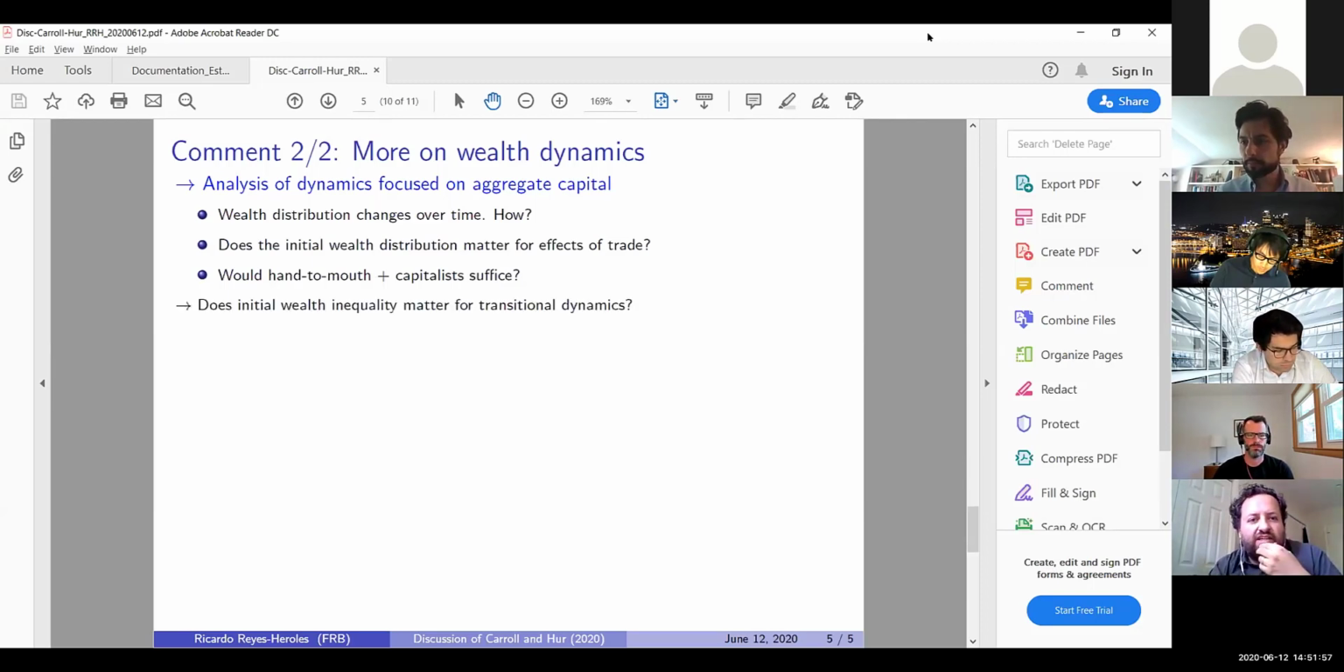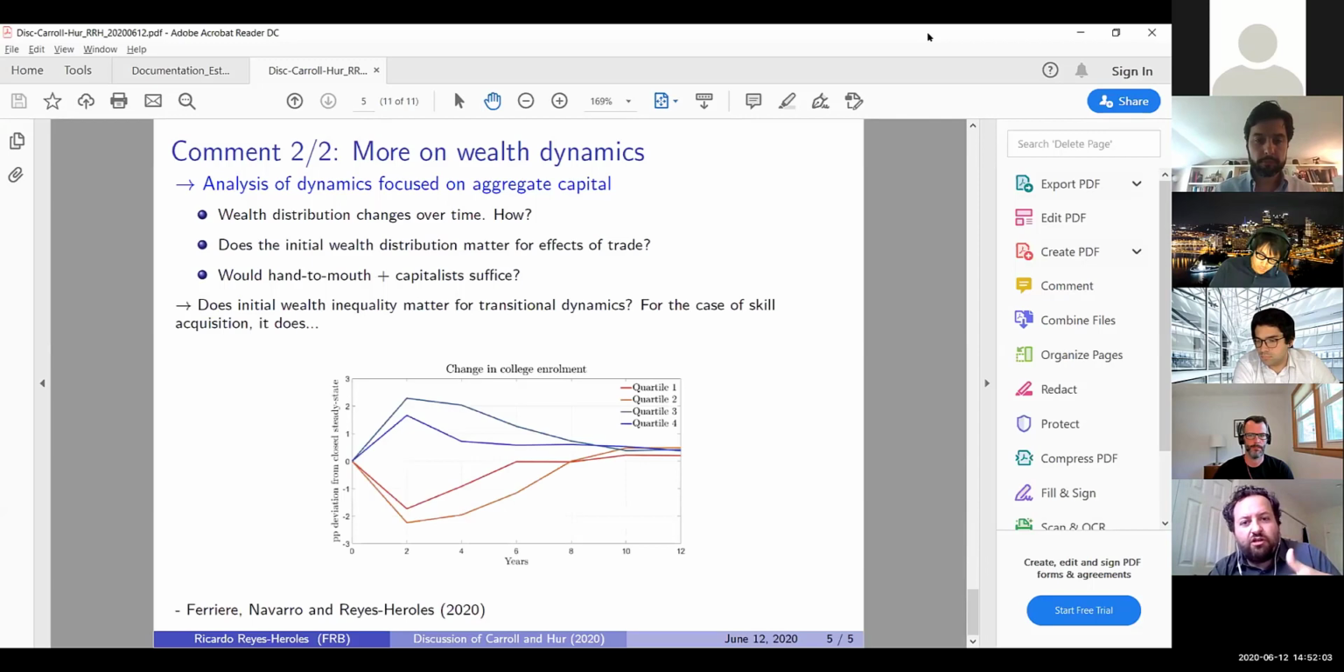In my work with Gaston and Axel, we focus on something different. We focus on skill acquisition. In that paper, we focus on what happens to college enrollment after a trade shock. And there we see that only the rich, who have enough money to pay for college, are the ones who are going to enroll, right? So basically this means that the initial distribution matters for how comparative advantage is going to evolve over time and what's going to happen in the end. So I think you could do those types of exercises and focus a lot more on that additional dimension.